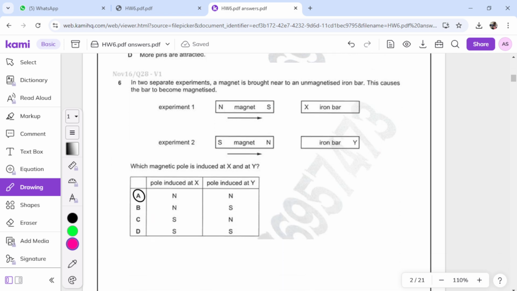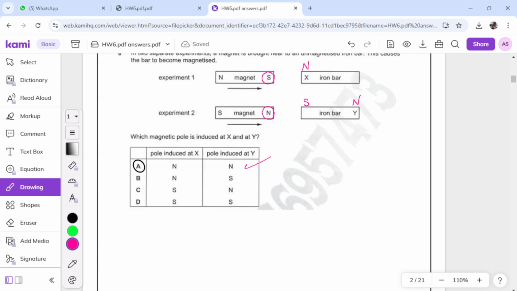Now, in two separate experiments, a magnet is brought near to an unmagnetized iron bar. Okay, this is an iron bar only. This causes the bar to become magnetized. So as you see, if we have S here, this must be north. If we have north here, this must be S, because it's just an iron bar, so it will have induced magnetism inside it. Okay, so now this is S, this will be N. So I have to choose N and N.